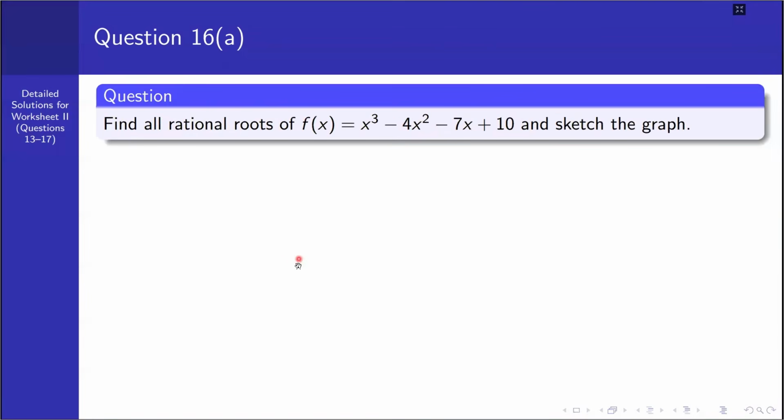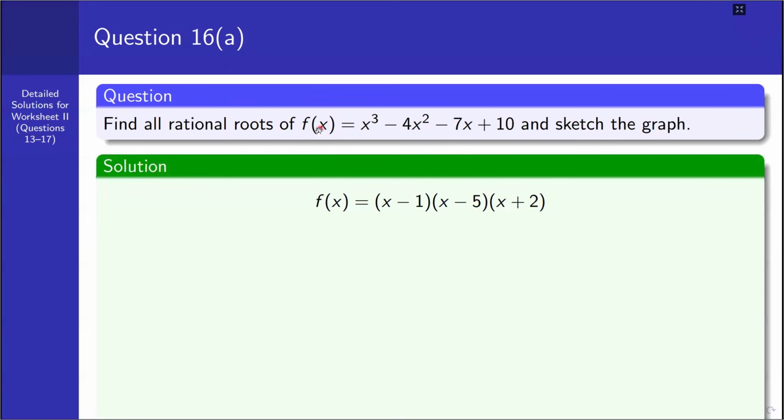Okay, next. 16a, find all rational roots of f of x equal to x cubed minus 4x squared minus 7x plus 10 and sketch the graph of the given polynomial function. ስለዚህ ጥያቄ ደግሞ ከቀደም እስካሁን ካየናቸው ምንድነው ልዩ የሚያደርገው ራሽናል ሩቶቹን እንፈልጋለን። እንደገና ደግሞ በተጨማሪ ደግሞ we are asked just to sketch the graph of the given polynomial function.